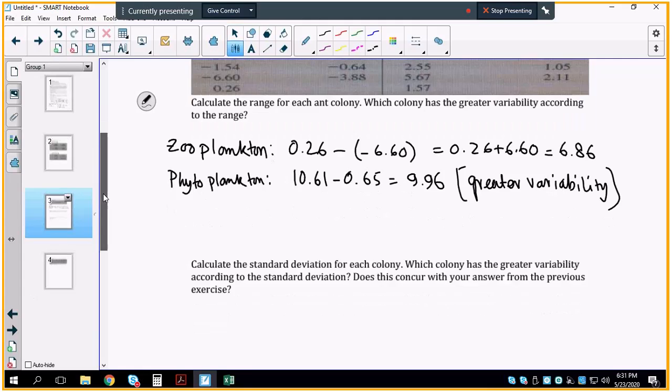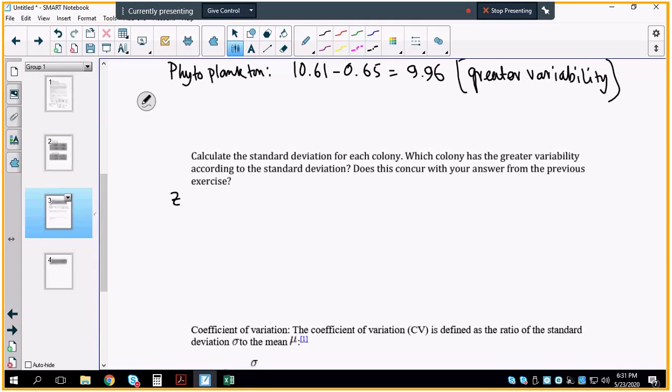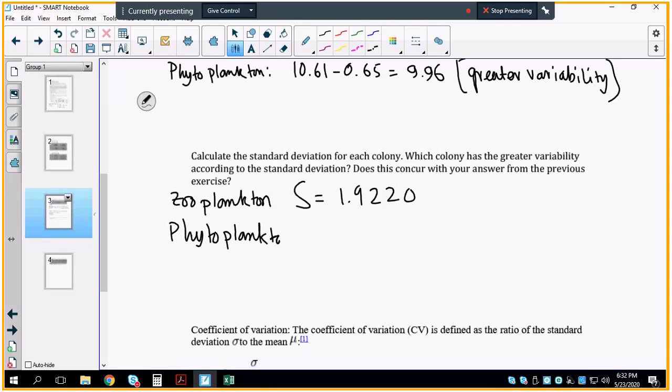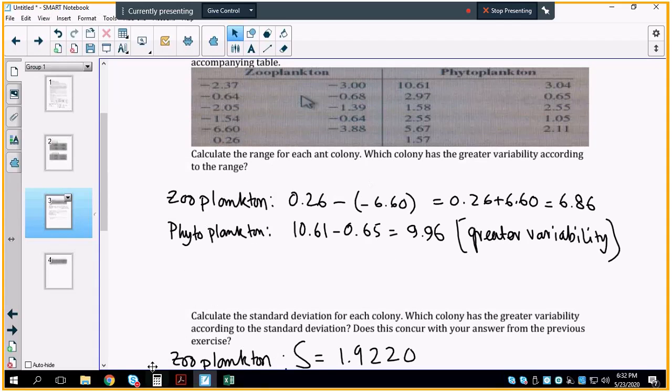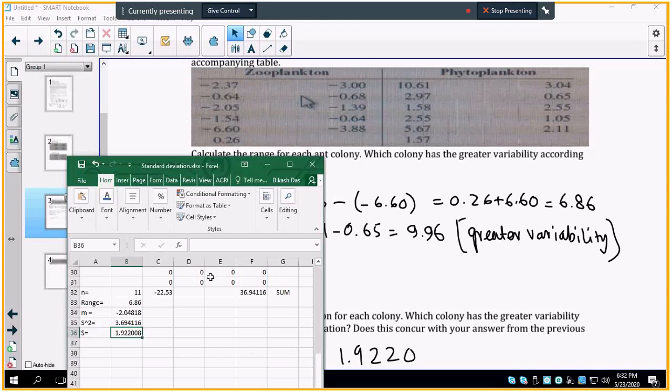So the answer for zooplankton's standard deviation is .9220. And then we're going to do the same work, but this time for phytoplankton, and just input the data in the spreadsheet to find the standard deviation. So again, it's just populating the data with the Excel spreadsheet.